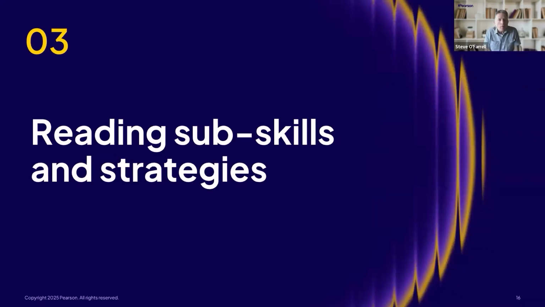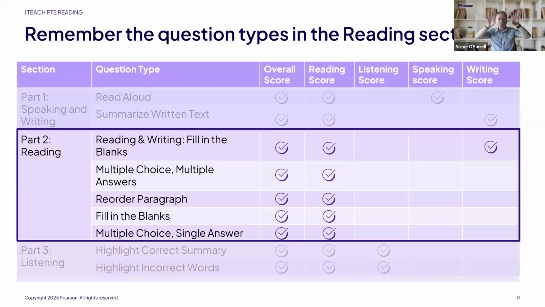So let's go in now and look at some sub-skills and strategies. So the skills are the four main languages. It's reading, writing, listening, and speaking. Okay, now we're looking at reading. What are the sub-skills to do with reading? So remember our 5 question types. Okay, we're going to go to each of these question types and look at the sub-skills that are checked in them. Starting with the reading, writing, fill the blanks.